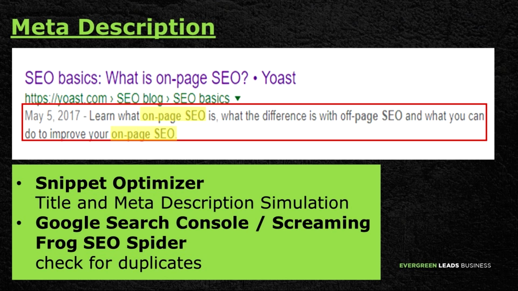Okay, so visit Google Search Console, and then you go to Search Appearance, and then to HTML improvements, or you can use the Screaming Frog SEO Spider to check for duplicate meta descriptions. You can also use the snippet optimizer to simulate how your title and meta description are going to look when they appear in the SERPs.